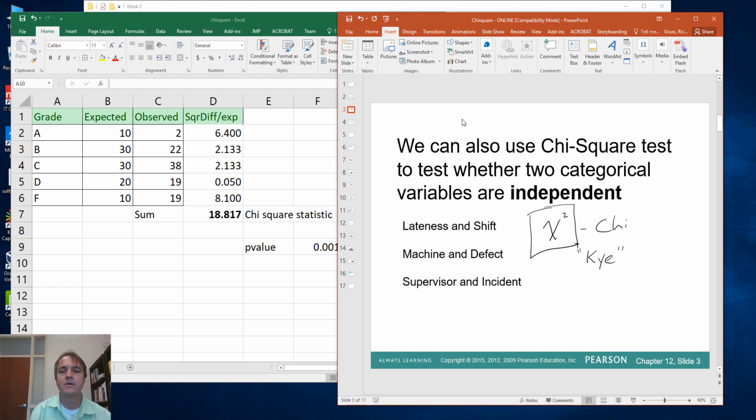So we have all these cases where we have categorical variables and we want to know whether they are independent. Well, the chi-square test lets us do that with this same kind of framework, where we are setting up an expected value versus an observed value, and then we see how different those two things are. And we can do this with a two variable test of independence.